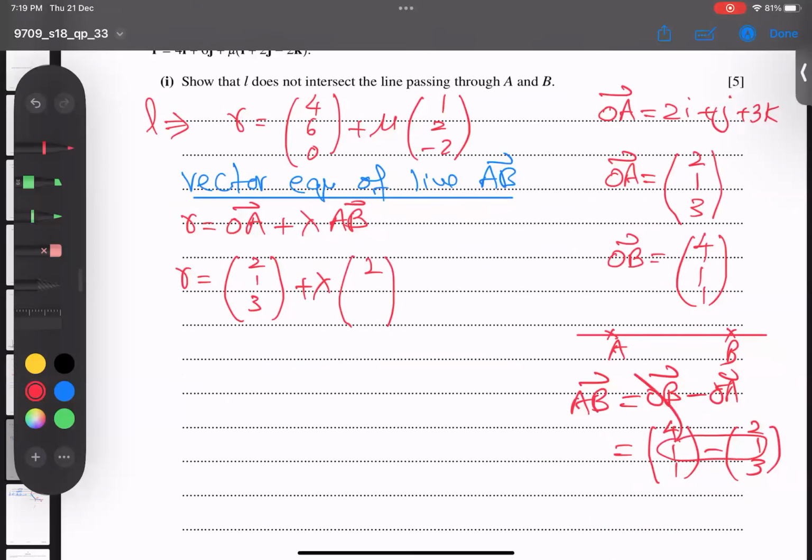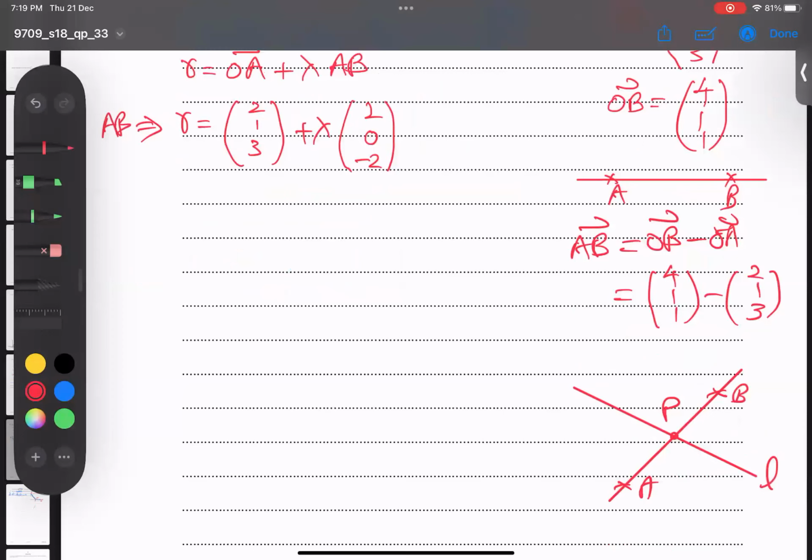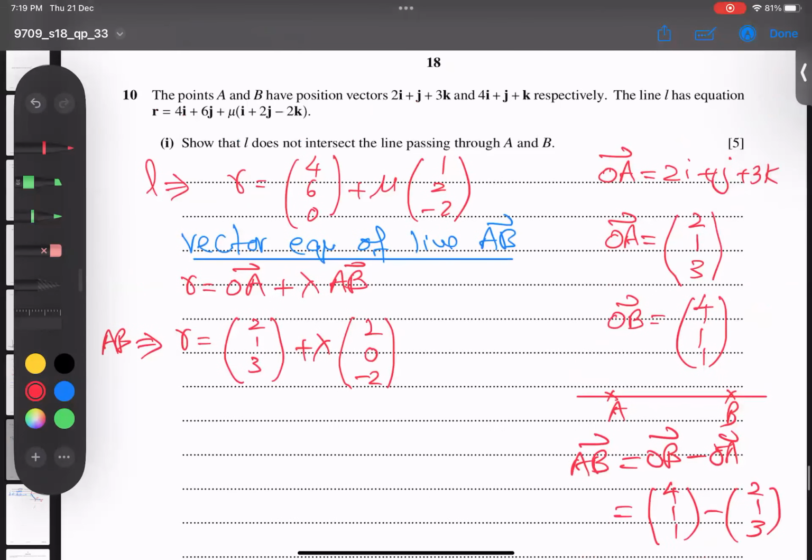Students, if I want to confirm whether they intersect or not, what is the method? This is line AB and line L. I'll just show the concept. Line L and line AB intersecting at a point P, for example. So what is the technique, students?